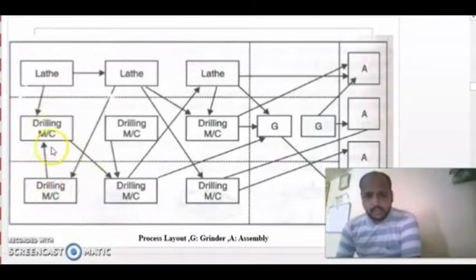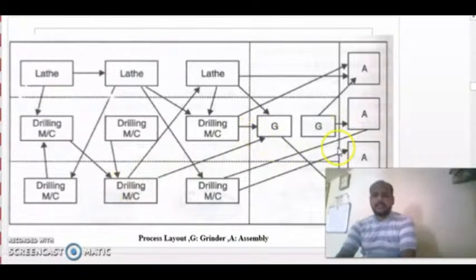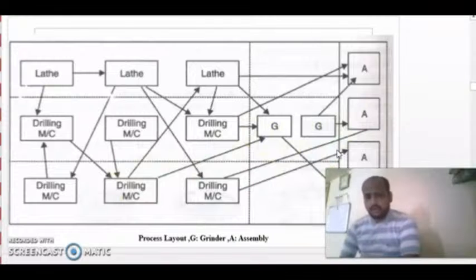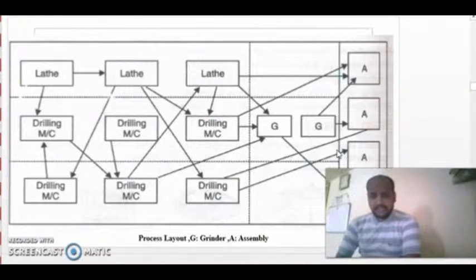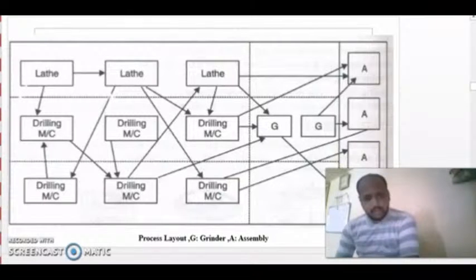Similarly, if you consider use of this lathe machine, then components travel to this drilling machine, from this drilling machine to this drilling machine, then it goes to grinder, and then it goes to assembly. So arrangement of machine is so much complicated, and traveling time of the component, it is making loss of time in manufacturing process, and it results in reducing the production rate. This is a process layout.